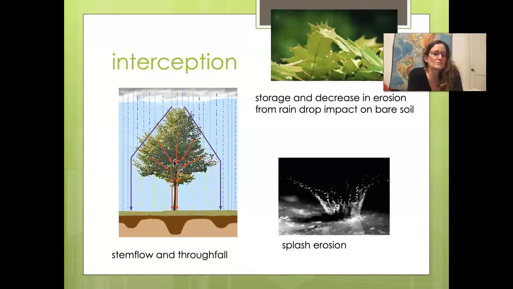Storage and decrease in erosion from raindrop impacts on bare soil are the processes that give us the benefit of having trees planted on bare ground. Splash erosion occurs when raindrops hit bare soil, and that propels that soil up into the air. If it's on a slope, it propels that soil up into the air, and then it falls down. That adds to what's called creep. That is the process where, on a hill slope, slowly over time, particles go down that hill slope. That's creep. Okay.